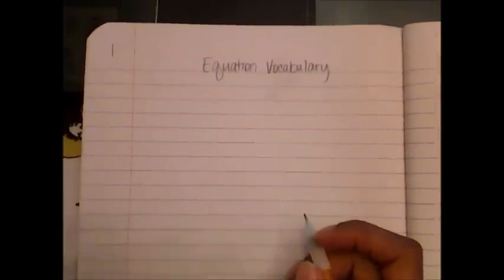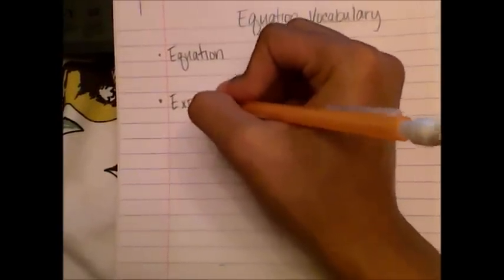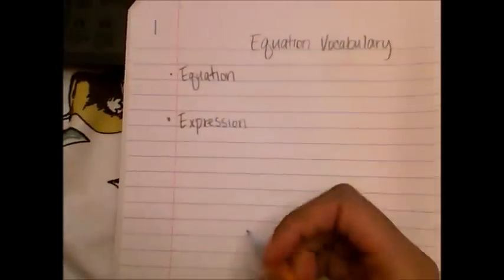So I turned to page 1, and I titled it Equation Vocabulary, just like I did in the table of contents. And I'm going to write down the words, and I'm going to discuss the words that you're going to need to know or the words that you're going to hear throughout the lesson. The first word is obviously equation. Okay, equation. The second word that I want to discuss is expression. Okay, expression. Now, there is a difference between equation and expression, so let's go over the difference between those two words.